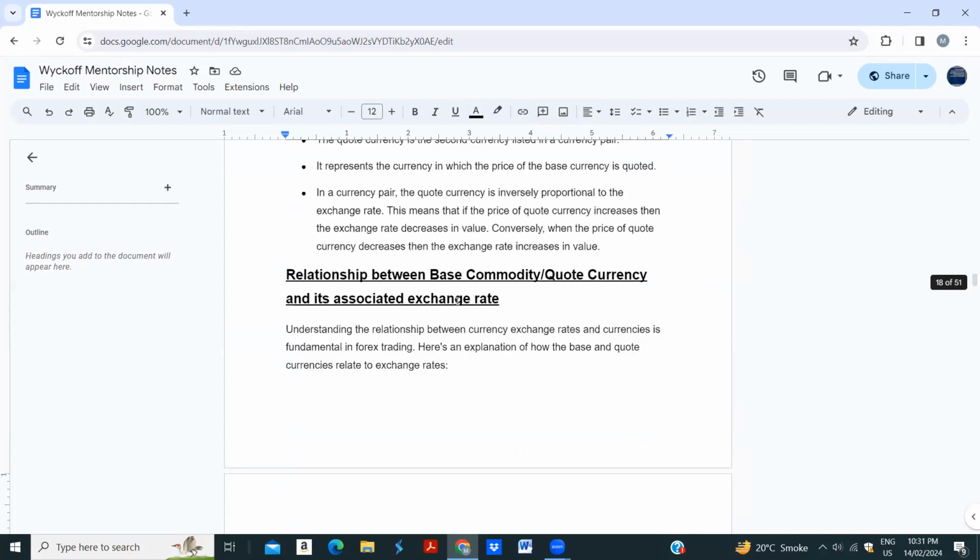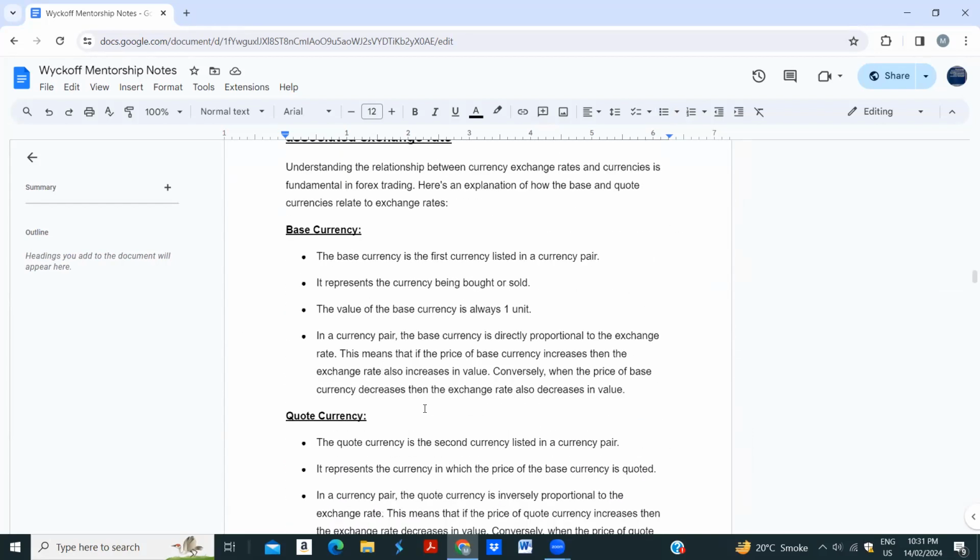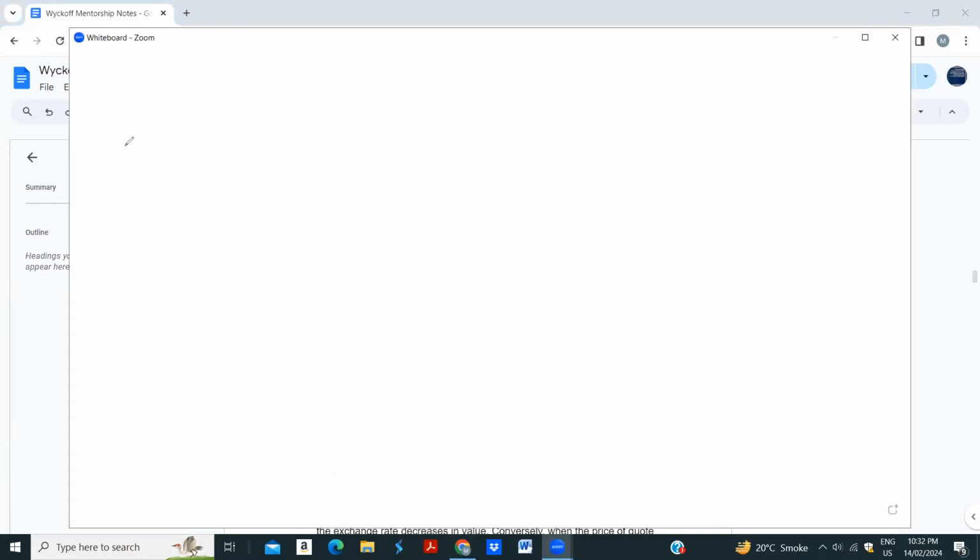So first of all, let me explain this entire text graphically. We're going to switch to the whiteboard now, and I'm going to share it with you. So let's suppose we have the base and quote currency. We have base currency.